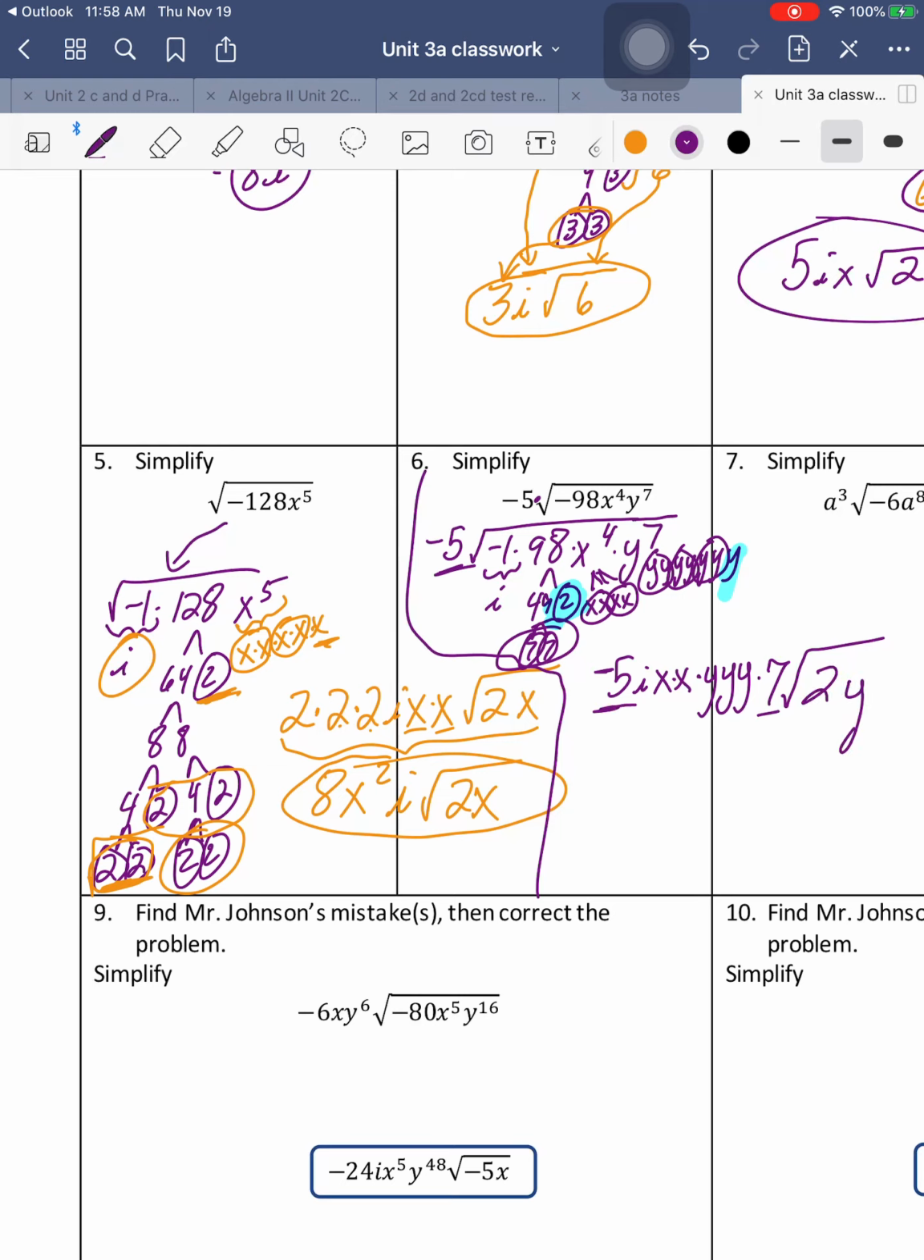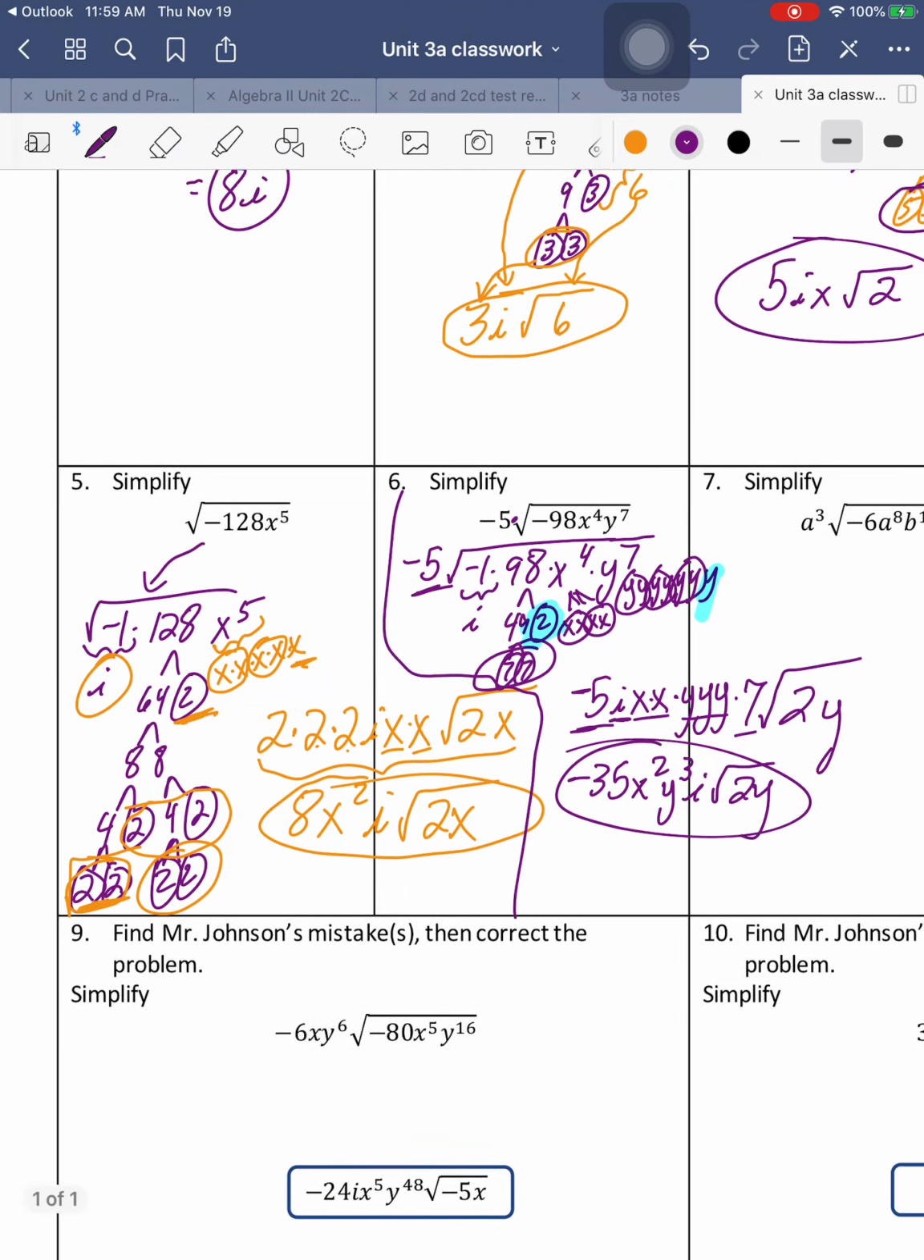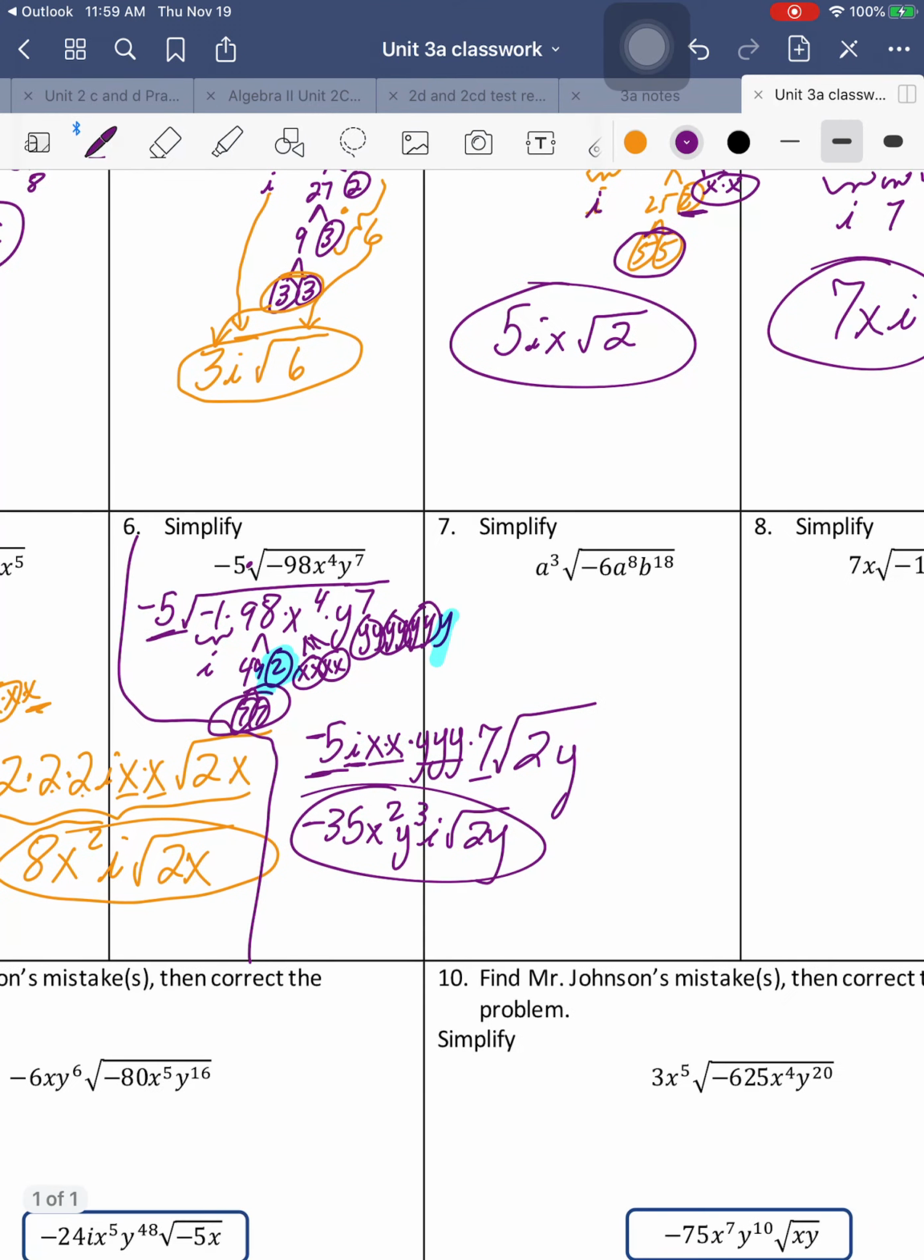So negative 5 times 7 is negative 35. X times x is x squared. Y times y times y is y to the 3rd. I square root of 2y. There's your final answer. Pretty wild.